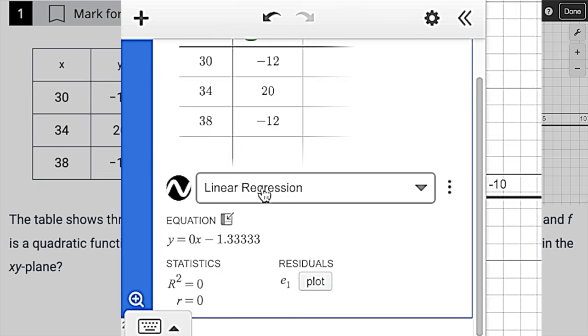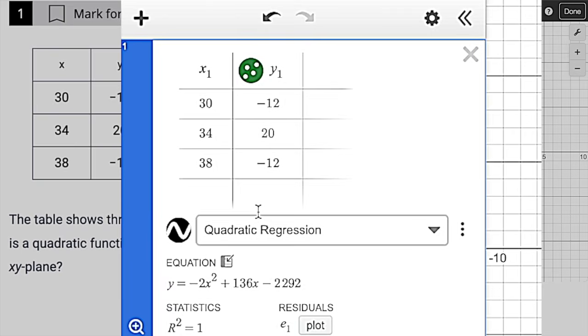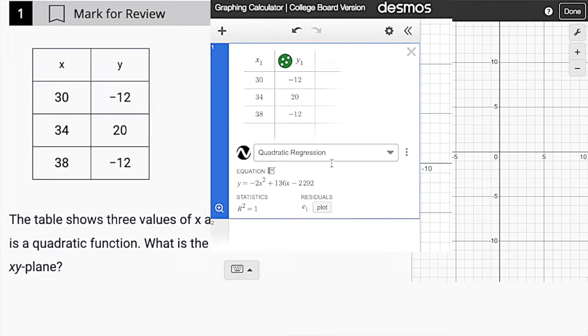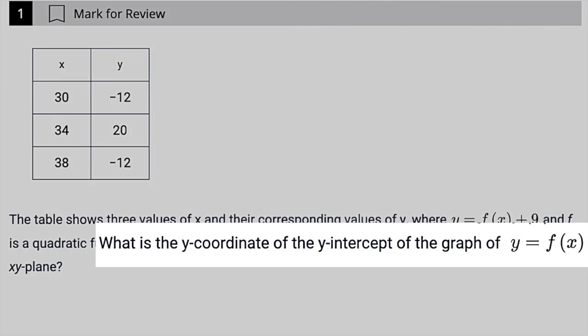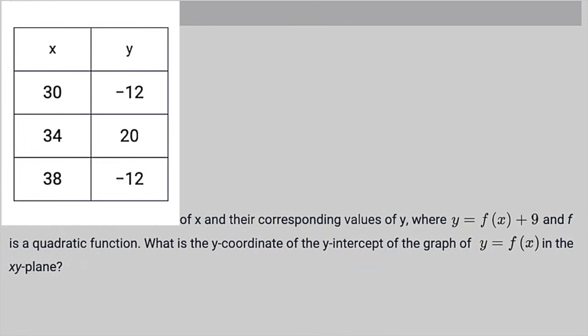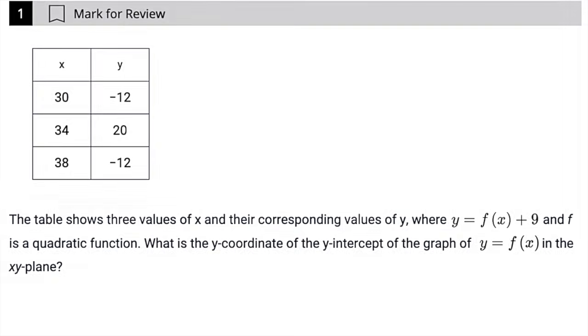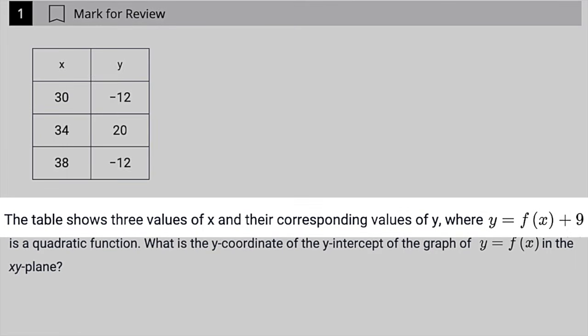Now, currently it's set for linear. We know this is quadratic. So we're going to want to pull this down and click on quadratic. Now we have an equation. And what is the question asking us again? It's asking, what is the y coordinate of the y-intercept of f of x? Now, importantly, this is not f of x. This says we're looking at f of x plus 9.